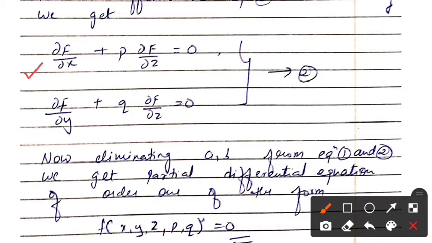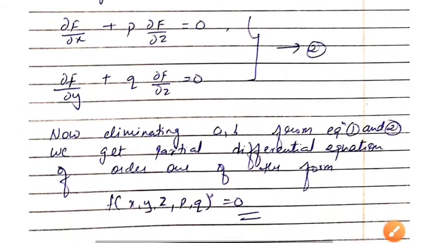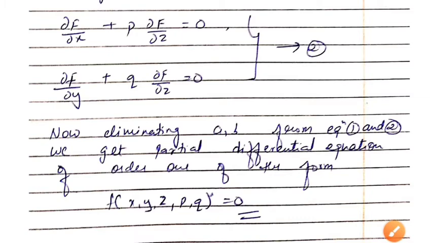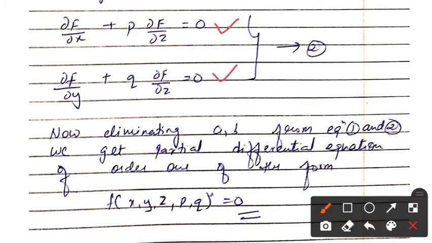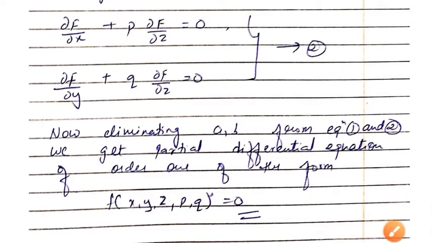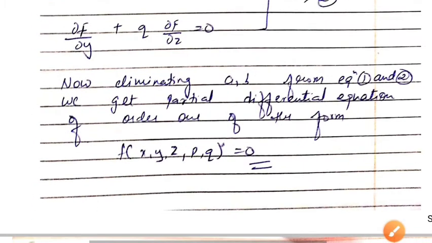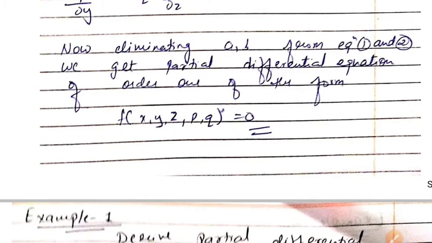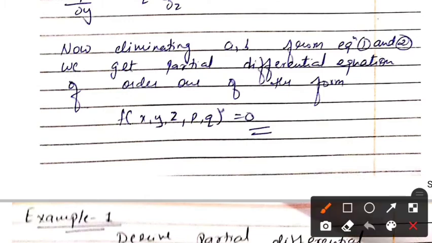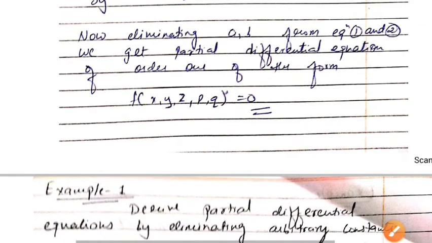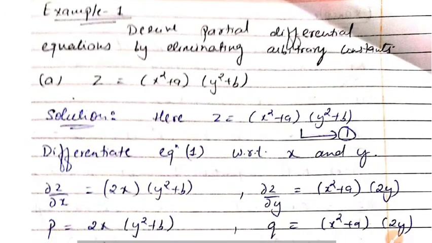Now what are p and q? You must know what p and q are. p is the derivative ∂z/∂x, and q is ∂z/∂y. From these two equations of equation 2, we can remove a and b by solving the linear equations. When you solve them, a and b will be removed and you will get your final equation in terms of x, y, z, p and q. This will be understood better by taking some examples.